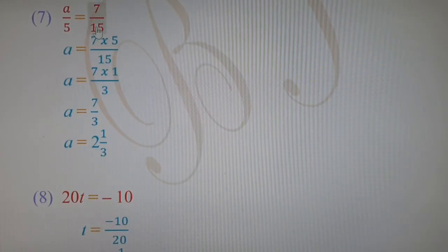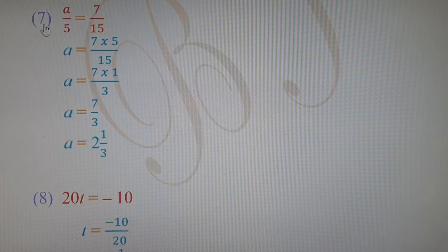Let's go to the seventh sum. A upon 5 is equal to 7 upon 15. Main question 2, sub question 7. Page number 86.